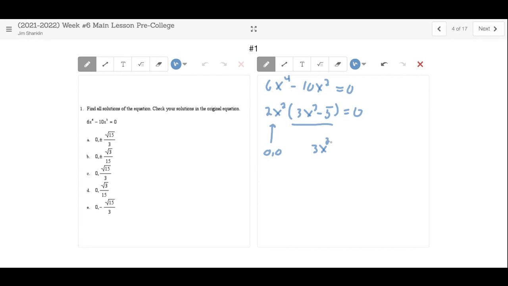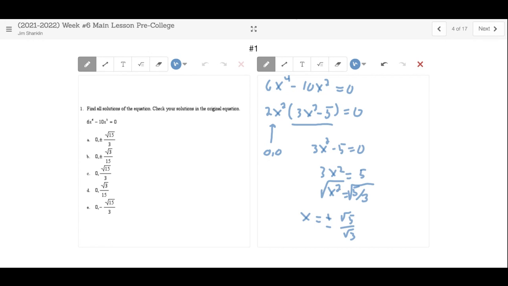So I'm just going to set this equal to 0. 3x squared minus 5 equals 0. Bring the 5 over. 3x squared equals 5. Divide through by 3. So x squared equals 5/3. Now I can take the square root of both sides. So my answer is x equals plus or minus the square root of 5 over the square root of 3.